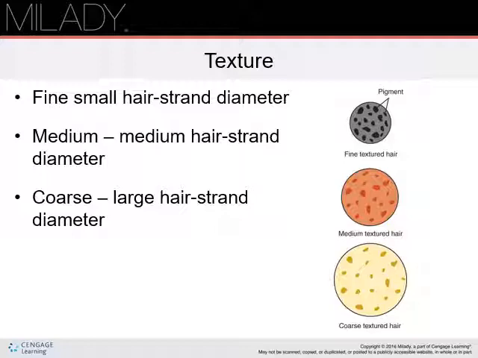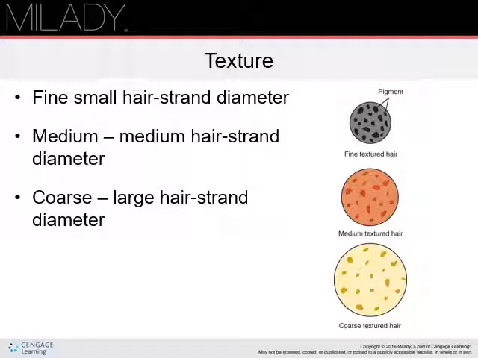Coarse hair, on the other hand, has a lot of space between the melanin. When going darker, it will take a little bit longer to fill in the empty space between the melanin. When lightening, it also takes a little bit longer because the diameter of the strand is a little bit thicker.